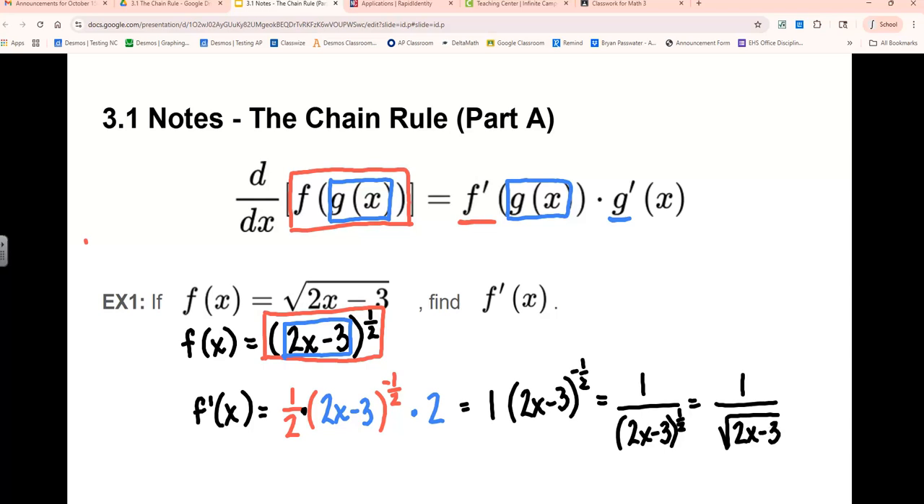Yes. So I did exponents first, and I put that 2x minus 3 to the 1/2 on the bottom and made it a positive exponent. Put 2 on the top, and then cancel out the 2 to make it 1. That's fine. Does that still work the same way? Yep, that'll still work the same way.